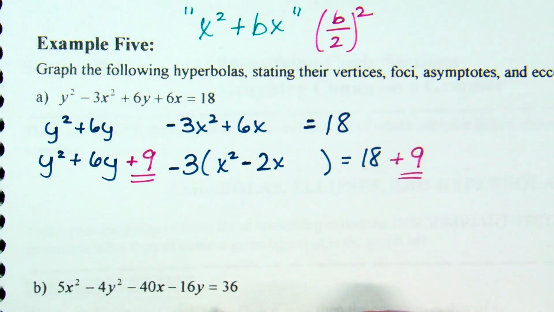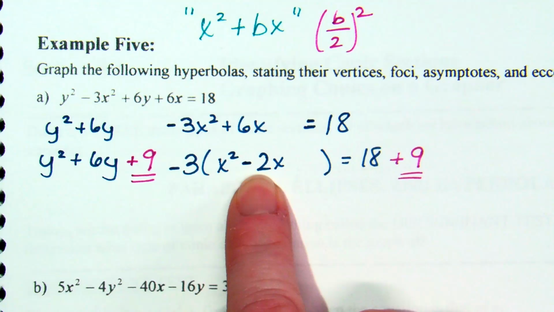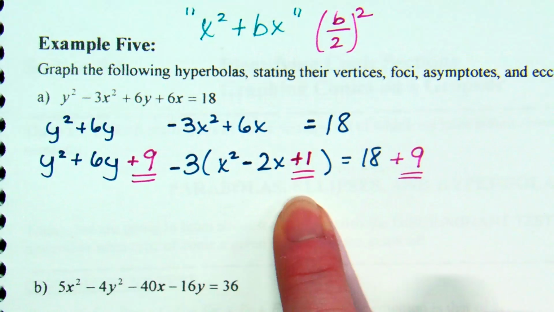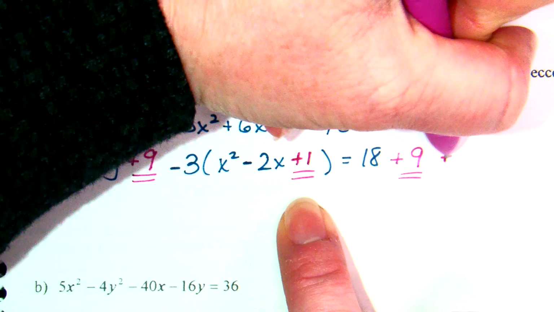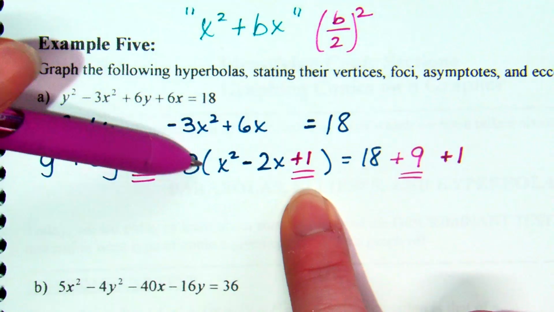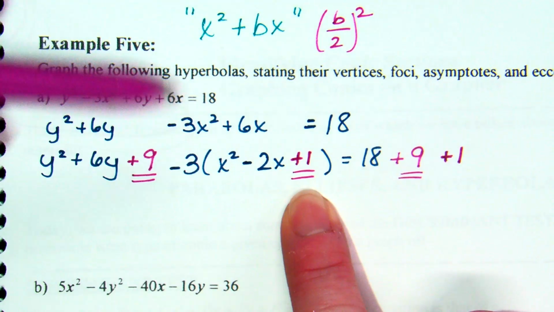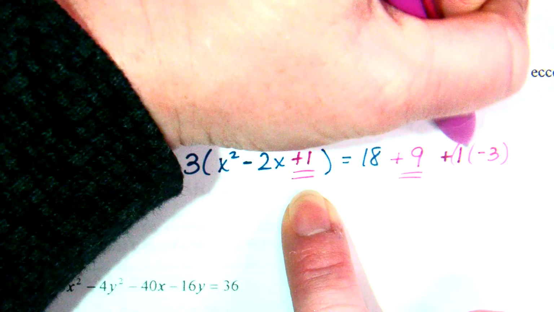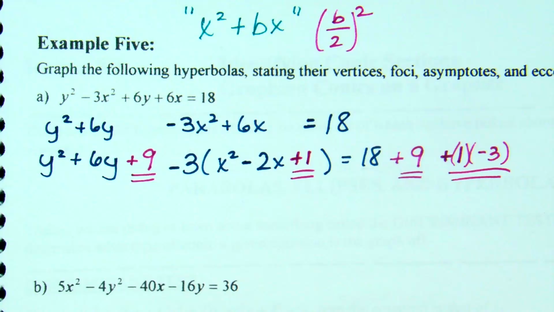B is negative 2, correct. You have to use the factored version. So negative 2 divided by 2 is negative 1. Negative 1 squared, plus 1. So I'm going to add 1 here in my parentheses. If we add 1 on the left, we're going to add 1, but this 1 is not just a 1. This 1 is being multiplied by negative 3. So we're adding a 1 times negative 3 in this case.